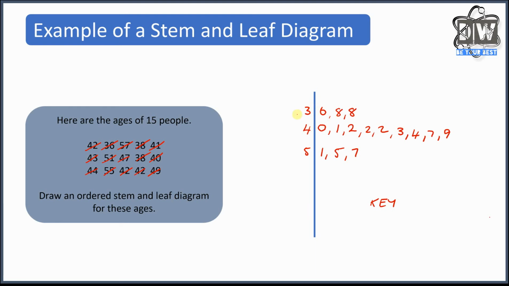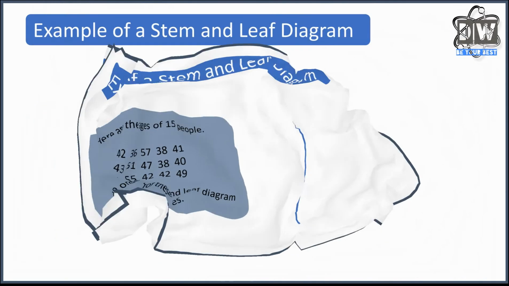And I always give my first number that I've got. The key is 3 stem 6 equals 36. Okay? So that was nice and easy. We're going to move on now. You're going to give this next one a go.